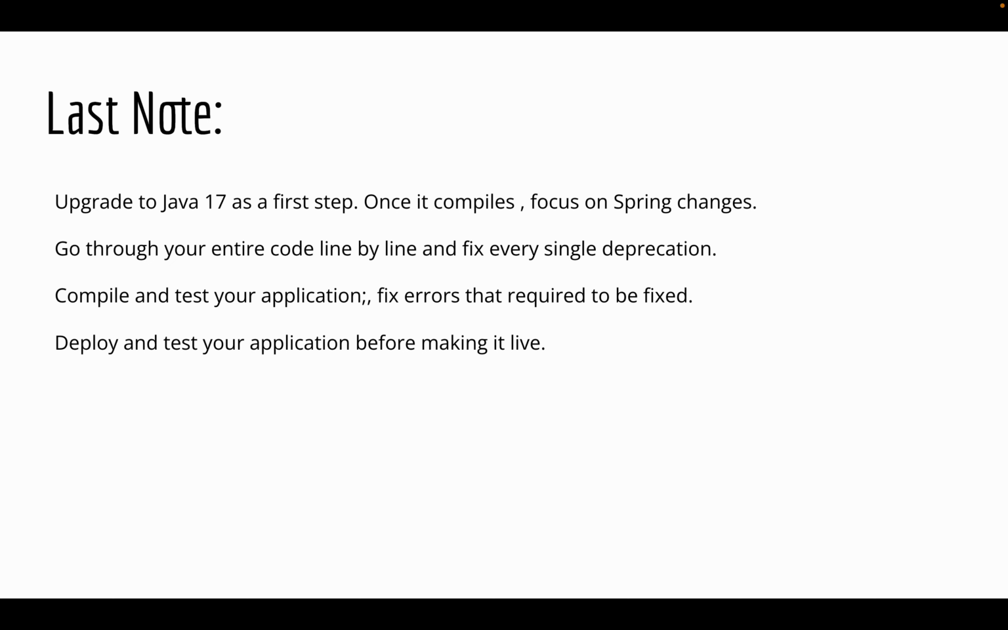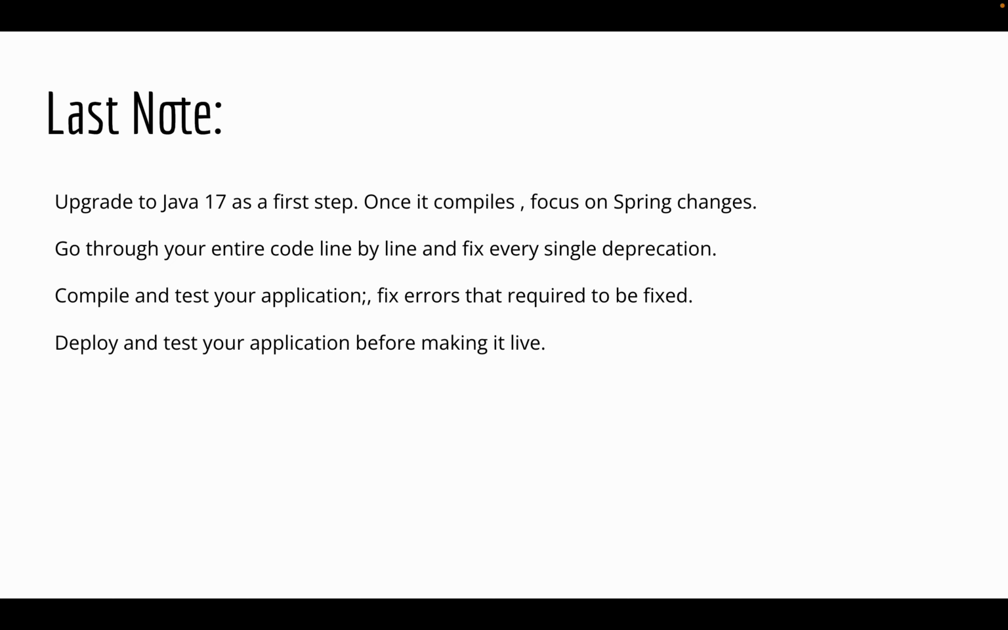First of all, the migration path revolves around the JDK itself. Java 17 is the new baseline, so make sure you first upgrade to Java 17. That should be your first step. Try to compile your code and then focus on the Spring changes. Go through your entire code line by line and fix every single deprecation. Compile and test your application. Fix the errors that need to be fixed. And then finally you deploy and test your application before making it live.